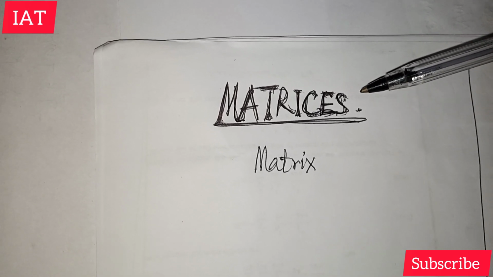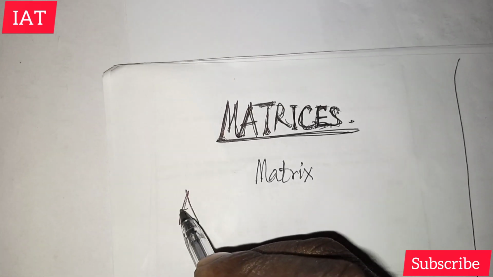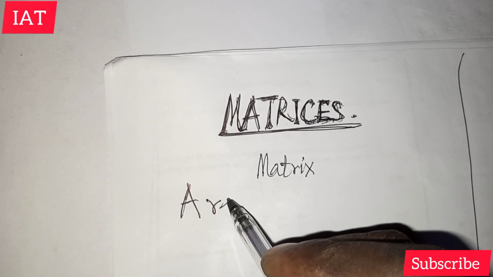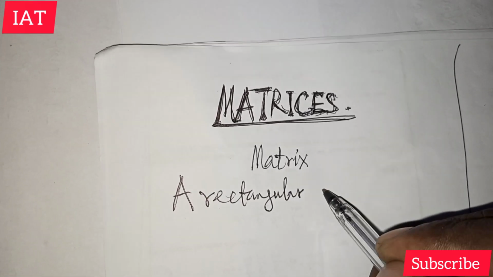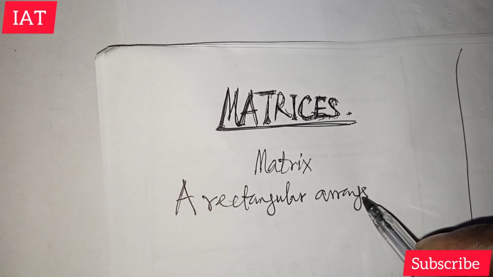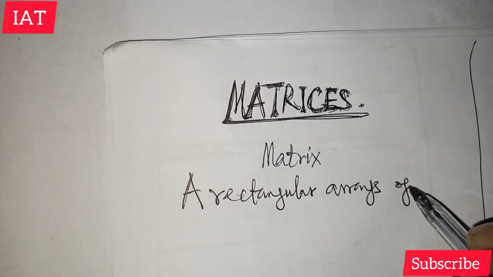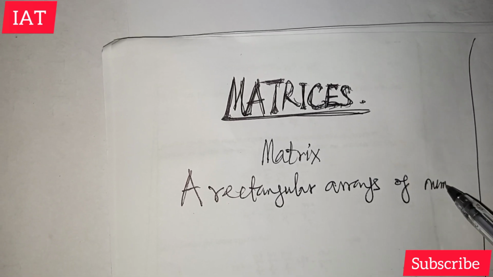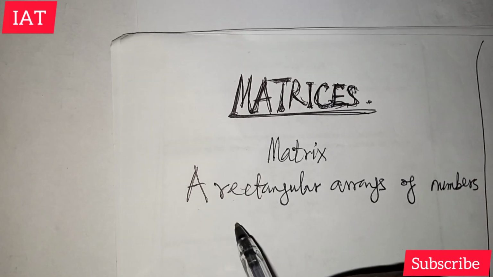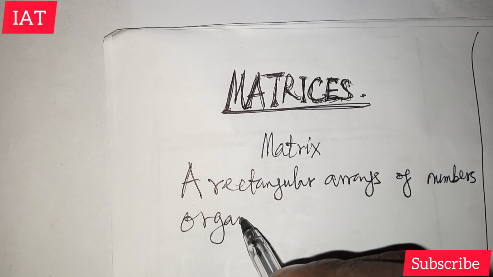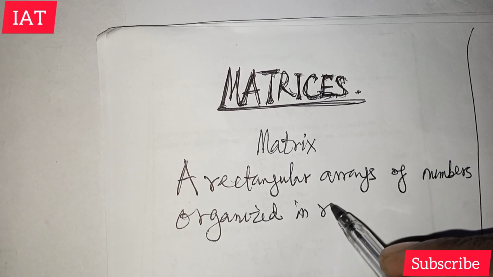What is the definition? So matrix, by definition, is a rectangular array of numbers. So what is this arrays? Arrays is just talking about arrangement. So the rectangular arrangement of numbers, all right, or the rectangular arrays of numbers organized in rows and columns.